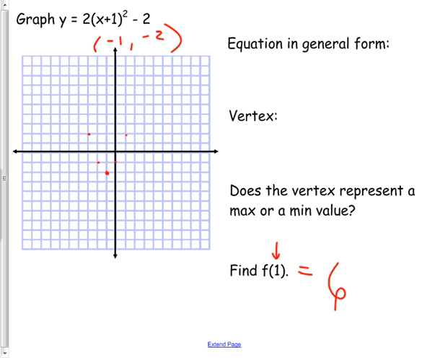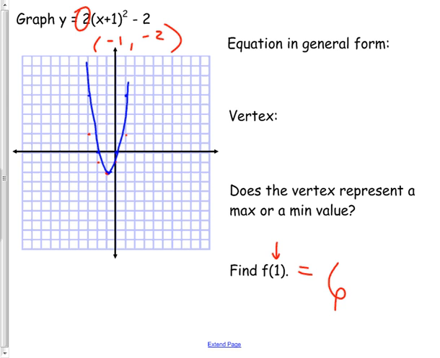Why is this one not normal? Stretched twice as tall. So instead of going over 1 and up 1, for that red point there, I'm going to go over 1 and up 2. Instead of going over 2 and up 4, I'm going to go over 2 and up 8. And same thing here. And now I can connect these little puppies. See how it's skinnier than the red one was? All right, so that's my graph of it.